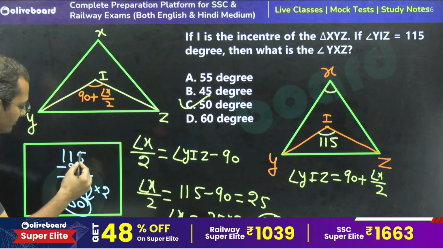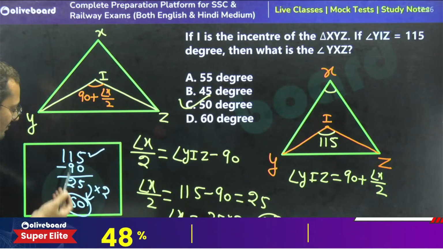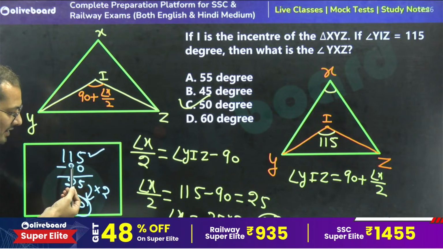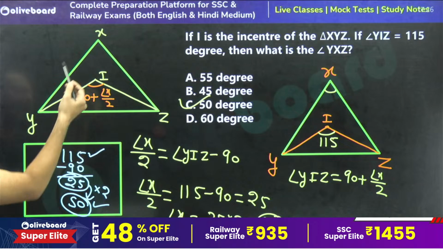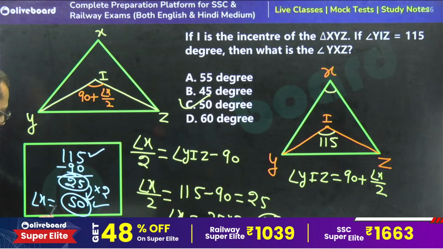We have the angle at the incenter as 115. Just subtract 90, so you will get 25. Whatever result you are getting, just take double of it. So this is the angle at the opposite vertex. So angle X is equal to 50 degrees. So we are not going to use the formula; directly we can apply.